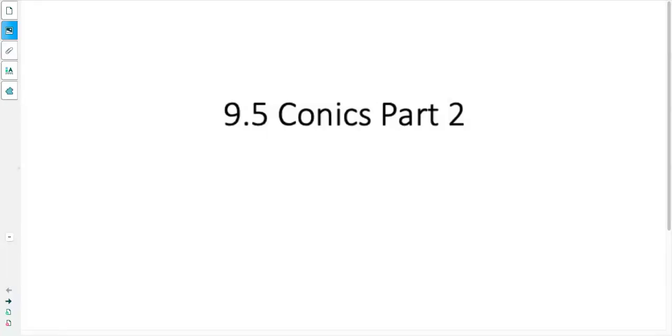Hi, today we are looking at section 9.5, which deals with conics. We are going to look specifically at graphs of circles and ellipses today.